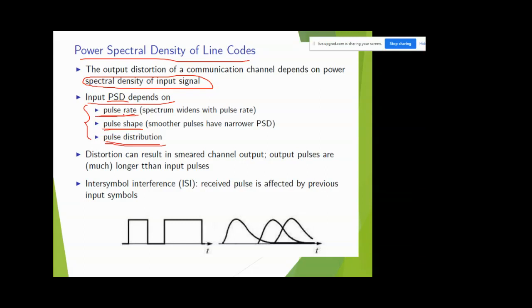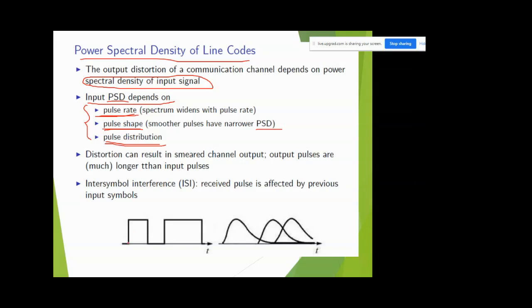Now, pulse rate means what? The spectrum widens with the pulse rate. Pulse shape means what? Smoother pulses have a narrow power spectral density. Now the distortion can change the overall shape of the signal, so that the output pulses are longer than the input pulses.